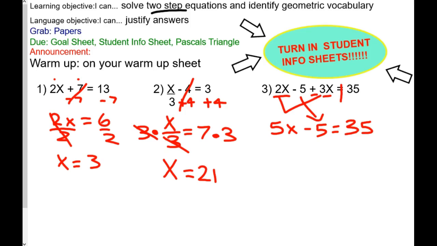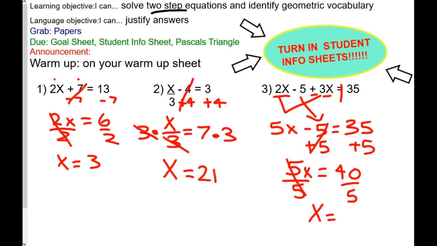Now it's a two-stepper like number 1 was. What do I always get rid of first? The loner. The loner is, okay, to get rid of minus 5, we're going to add 5. 35 plus 5 is 40. So 5x equal sign 40. And then to get rid of the 5, divide. 40 divided by 5 is 8. Okay?